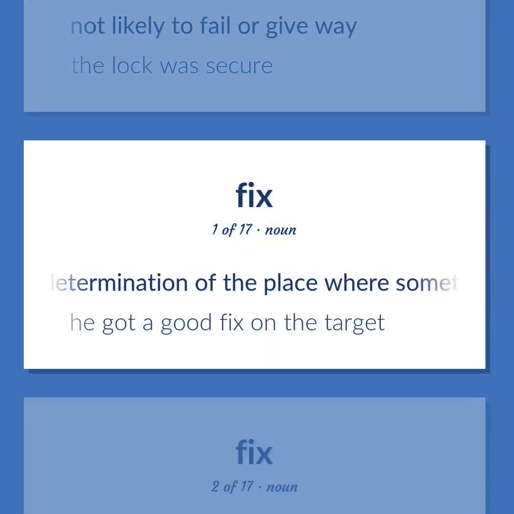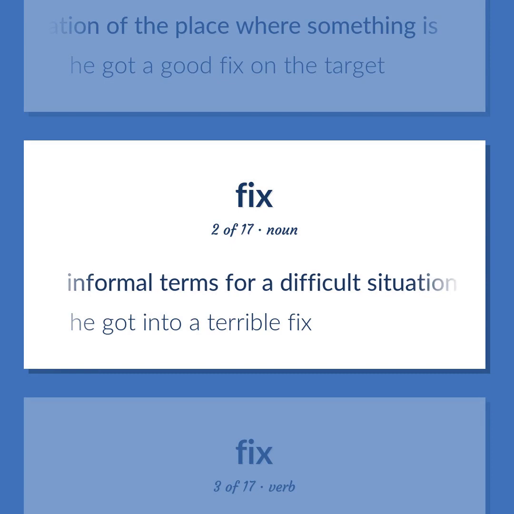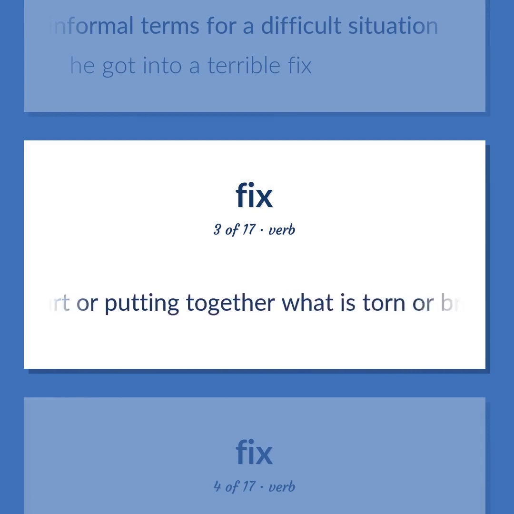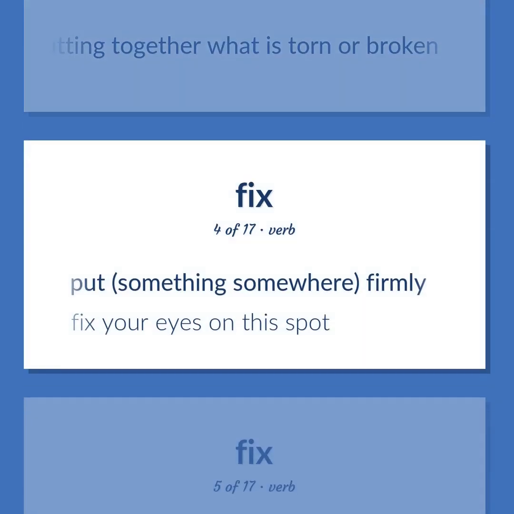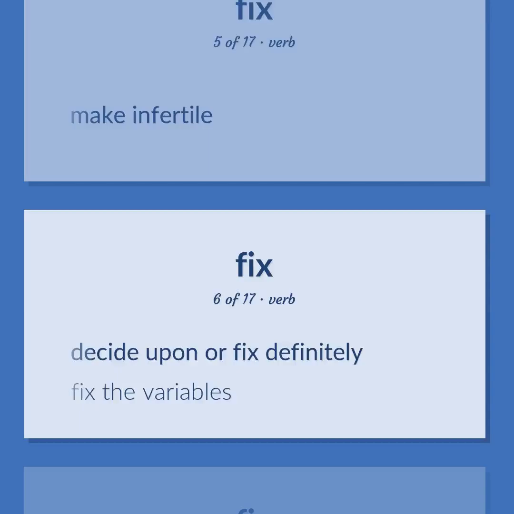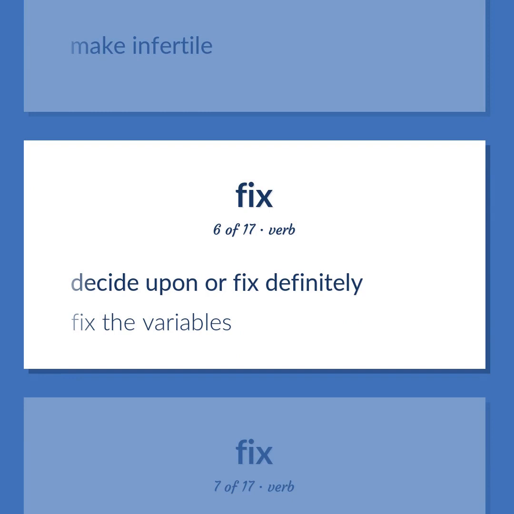A determination of the place where something is. He got a good fix on the target. Informal terms for a difficult situation. He got into a terrible fix. Restore by replacing a part or putting together what is torn or broken. Put something somewhere, firmly. Fix your eyes on this spot. Make infertile. Decide upon or fix definitely. Fix the variables.